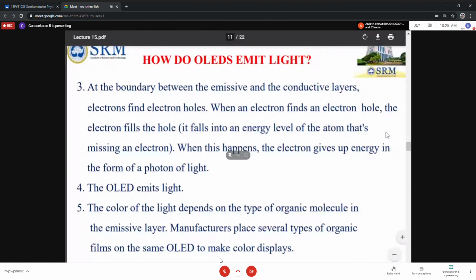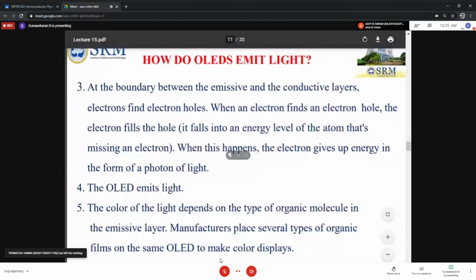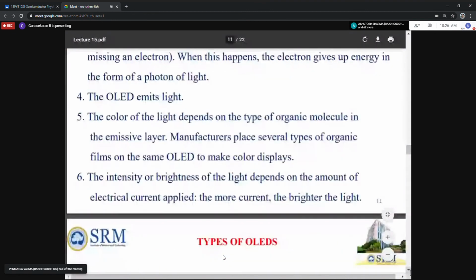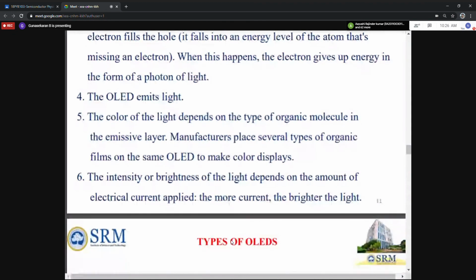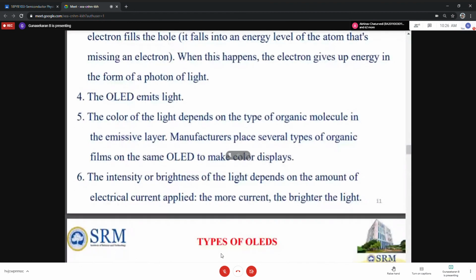The brightness or the intensity of this OLED purely depends upon the amount of input electrical current applied. Therefore, if you apply more current, you get brighter light. This is brighter compared to normal LEDs. Compared to normal LEDs, OLED emits brighter radiation also. Do you understand this or not? Please, all of you understand this?